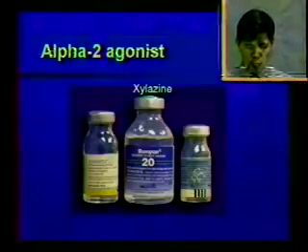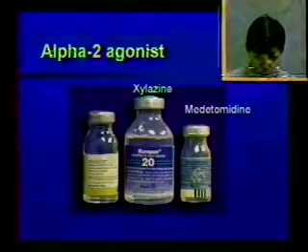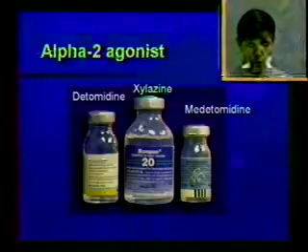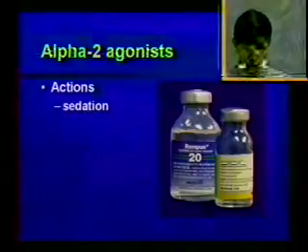Psilocin has been around for a while. Medetomidine is still quite new, and we have detomidine, which is commonly used in horses. Let's talk about the actions of the alpha-2 agonists.